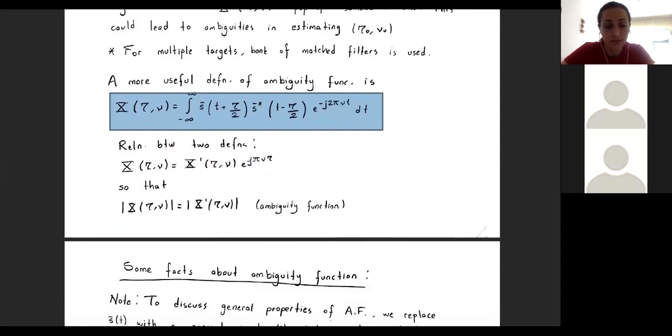Here I forgot to say that there's only a complex exponential difference between them, but usually we analyze the ambiguity function by looking mainly at its magnitude only. If you only consider the magnitude of these terms, they are basically the same function magnitude-wise. So you can use any of them.